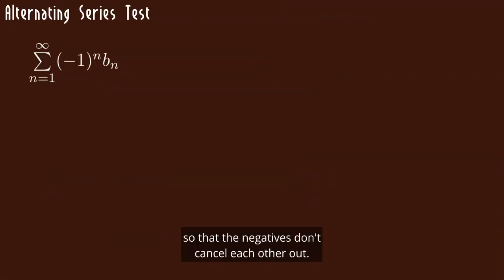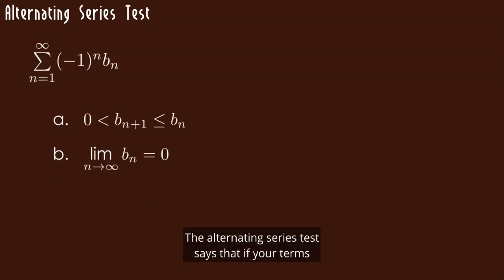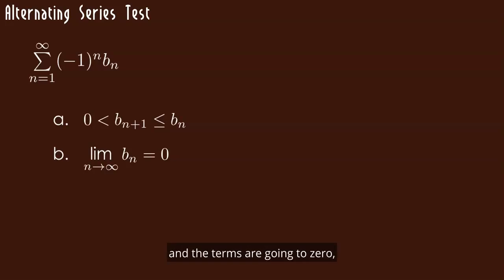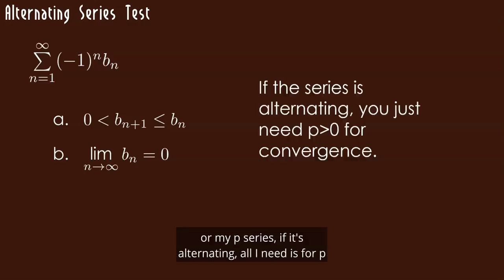Suppose we have this alternating series. For this to be an alternating series, my b sub n is positive, so that the negatives don't cancel each other out. The alternating series test says that if your terms are decreasing, so b sub n plus 1 is less than or equal to b sub n, and the terms are going to 0, then this alternating series will converge. Which means, in terms of my p series, if it's alternating, all I need is for p to be greater than 0, and it will converge.